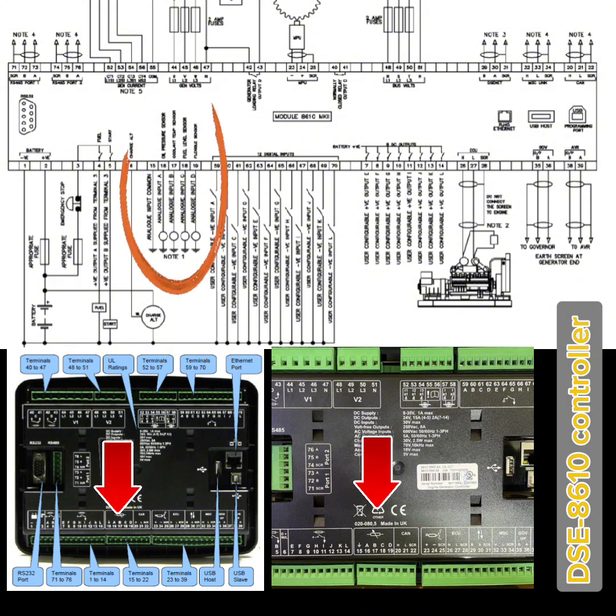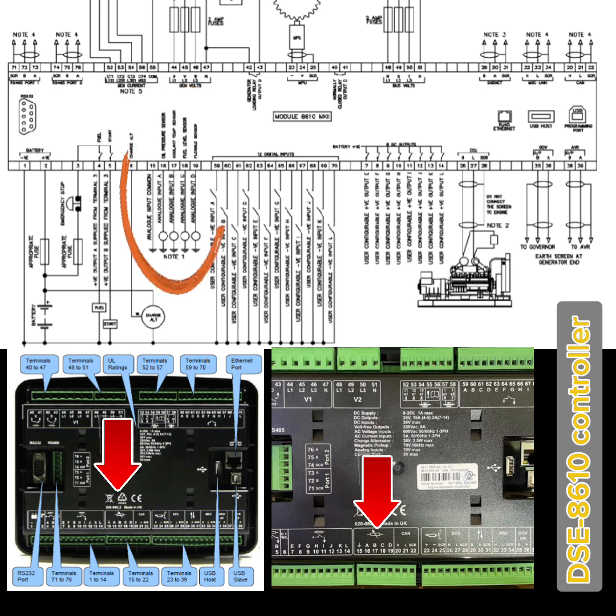Here you can connect your analog inputs. 15 is analog input common, and 16 is analog input A. The default here is the oil pressure sensor, so you can connect your oil pressure sensor here. And number 17, input B, is the coolant temperature sensor. You can connect your coolant temperature sensor here.